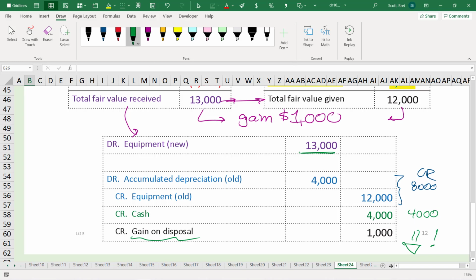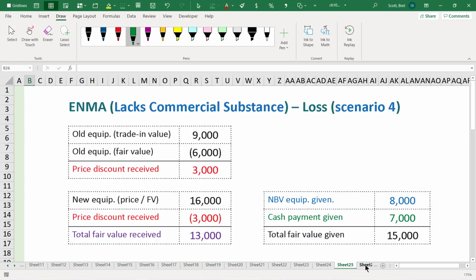So here's the next series of scenarios I want to go through. Again, another exchange transaction. In this case, it lacks commercial substance. So this is kind of like the similar-for-similar transaction we talked about earlier. Or imagine I'm selling to a family member. It's like I'm engaged with a family member. So imagine in this case, it's not objective. Okay, it's not an arm's length transaction. So this is scenario 4.